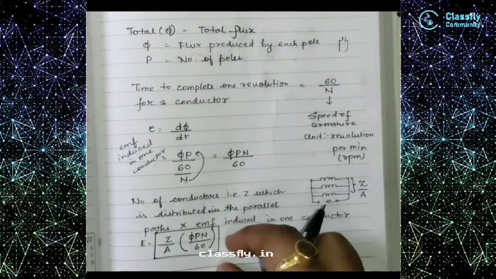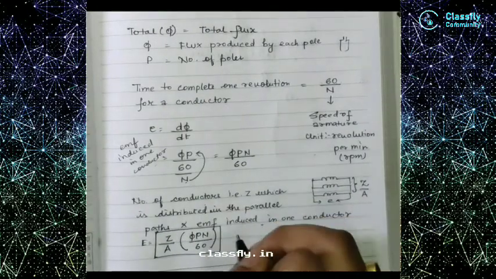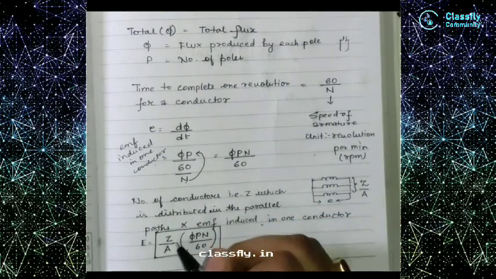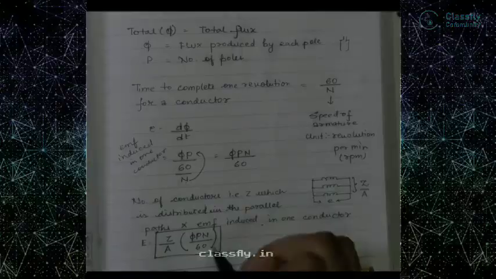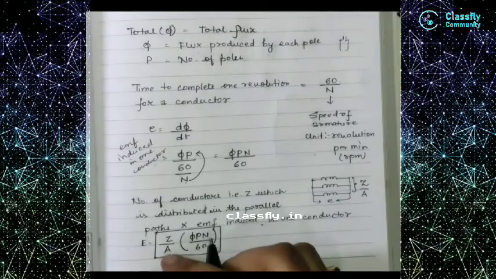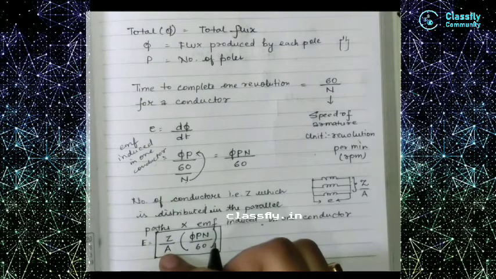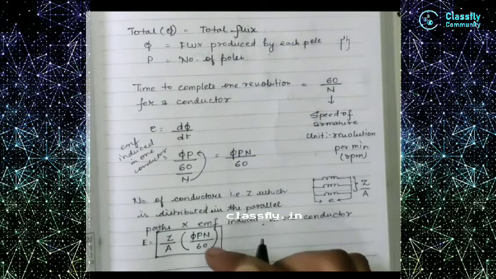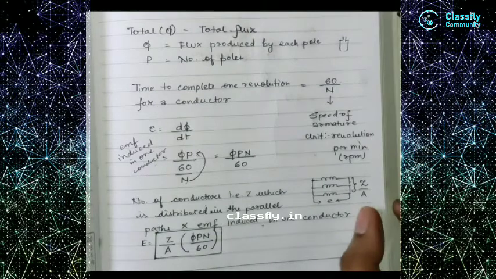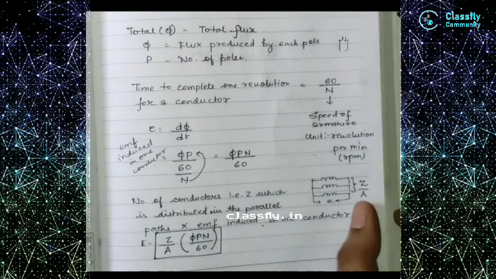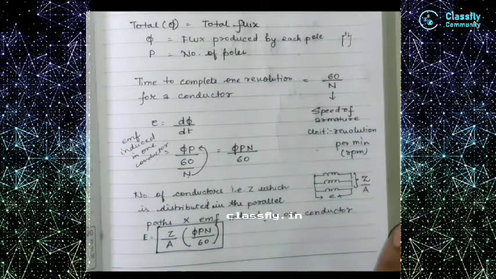So our EMF equation for DC generator is E is equal to Z by A into phi P N by 60. That means the number of conductors Z distributed in the parallel paths A, into the EMF induced in one conductor. Okay, I hope you all understood the EMF equation of DC generator. So till then, be happy and have a great day ahead.